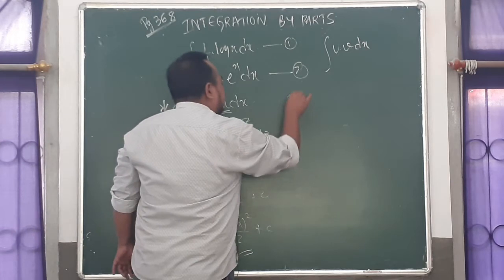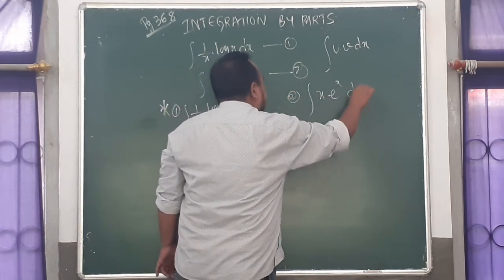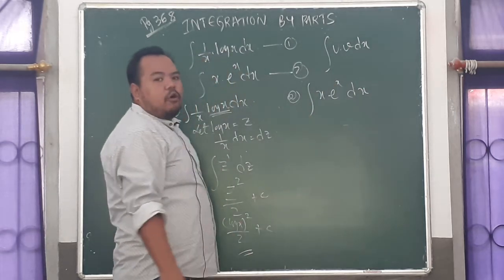Now let us see the solution to the second equation: integration of x dot e to the power x dx. Isn't this question also of the form u into v?